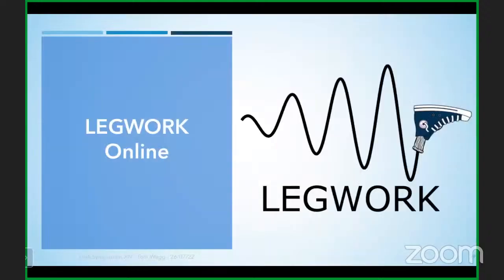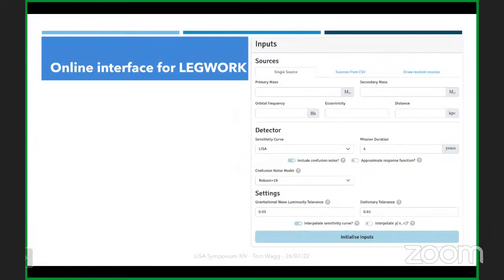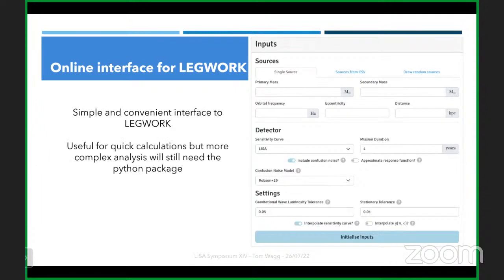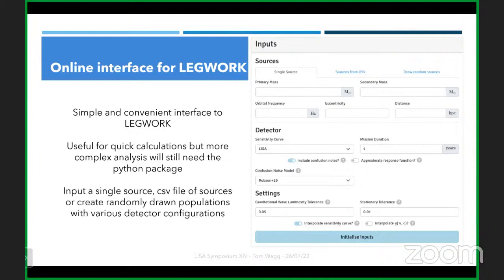And so my final little sneak peek is for LEGWORK online, which is something I was working on for no particular reason other than I thought it would be fun. And it's an online interface for LEGWORK. So if perhaps you don't want to download a whole Python package, you can use a simple and convenient interface to LEGWORK instead. And so what you can do is do some quick calculations. The more complex analysis, you're still going to need the Python package. It's not quite as flexible because that was hard, but this is what you've got.